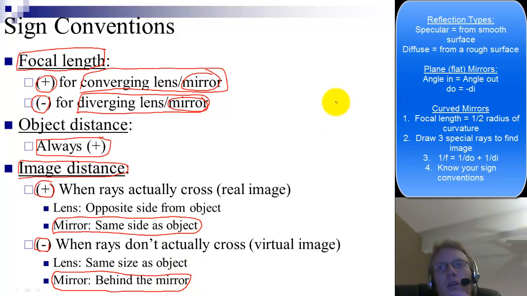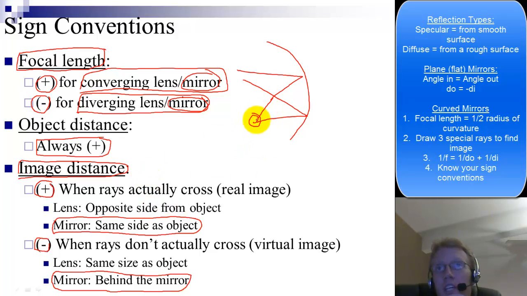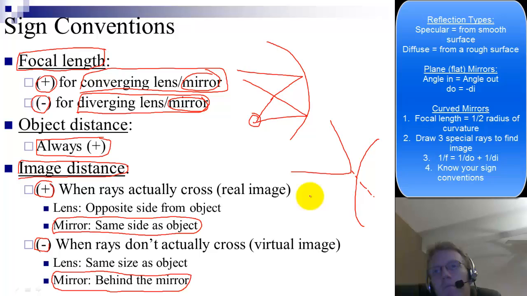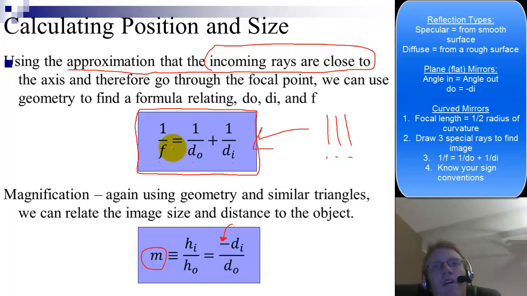Basically, if it's a mirror like this, the light rays are going to bounce off and converge. That'll be a real image because they actually cross, and it'll be a positive image distance. If your mirror was located like this, and your light rays are bouncing off, and you have to trace them backwards to see where it looks like they came from, then that would be behind the mirror, and that would be a virtual image with a negative distance. So focal length: positive if it's converging, negative if it's diverging. Distance of the object: always positive. Distance of the image: positive if it's a real image, negative if it's a virtual image.